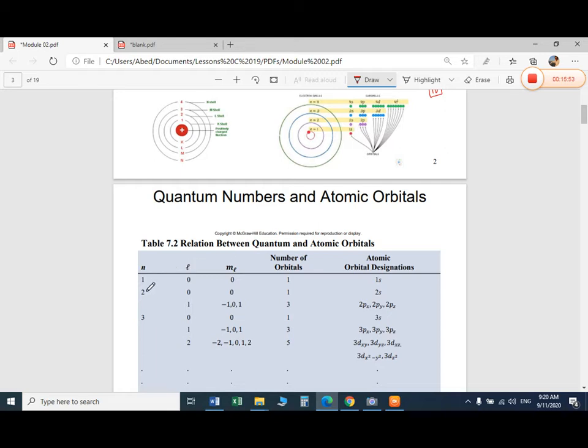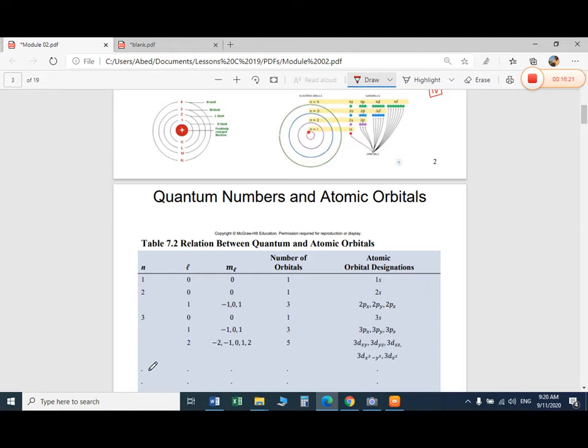And when n is equal to 2, you have 0 and 1 values. 0 means s, and for 1 the ML values are -1, 0 and +1, which are px, py, pz. This is represented by these three dots: one is px, another is py, and the third is pz. When n is equal to 3, you have three types of subshell, s, p and d. s is 1, p is 3, d is 5. This is represented here.